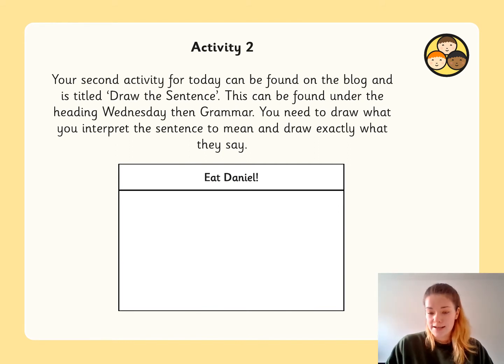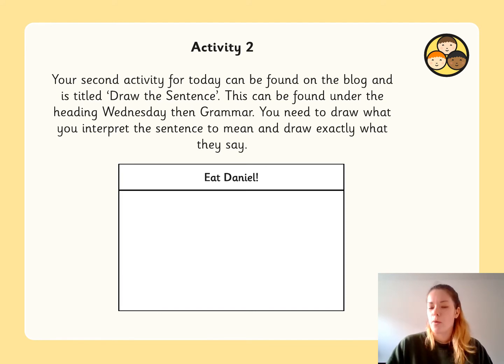Okay, so moving on to our second activity for today, and this is going to require you to get a little bit creative and bring out your artistic side. So what you've got to do is draw the sentence. So you have got a sentence, and there's an example here, it says eat Daniel, and you have got to draw exactly what you think that sentence means. Now, it hasn't got a comma here, so we're not avoiding ambiguity. To me, that reads as you've got to eat the person, Daniel. So the image that I would draw, I've interpreted that sentence as somebody is eating Daniel. So that is what I would have to draw.